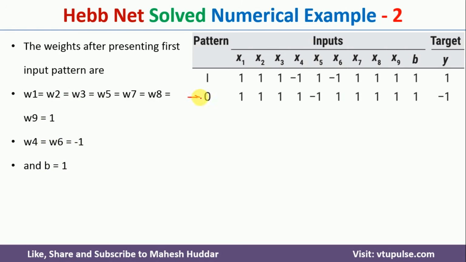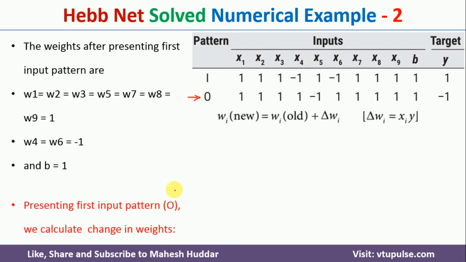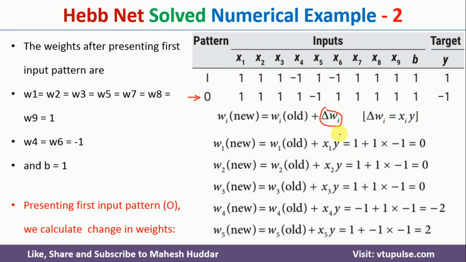Now I will consider this particular input. Once I consider this input, we have to consider the Hebb rule again to modify the weights. Wi new is equal to Wi old plus delta Wi. Delta Wi is equal to xi y here. Now if you want to calculate this separately and then put the values as we did in the previous slide, you can do it. Otherwise directly we can calculate the W1 new here. W1 new is equal to W1 old. W1 old is equal to how much? 1. So that is what I have written here.